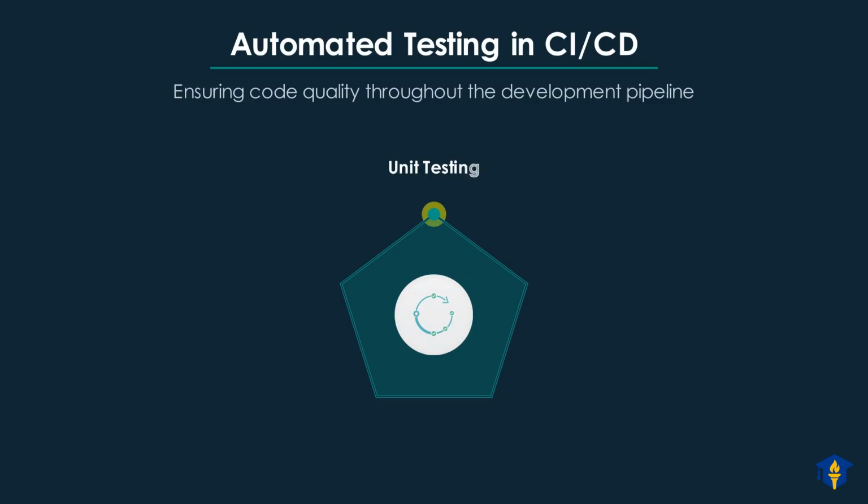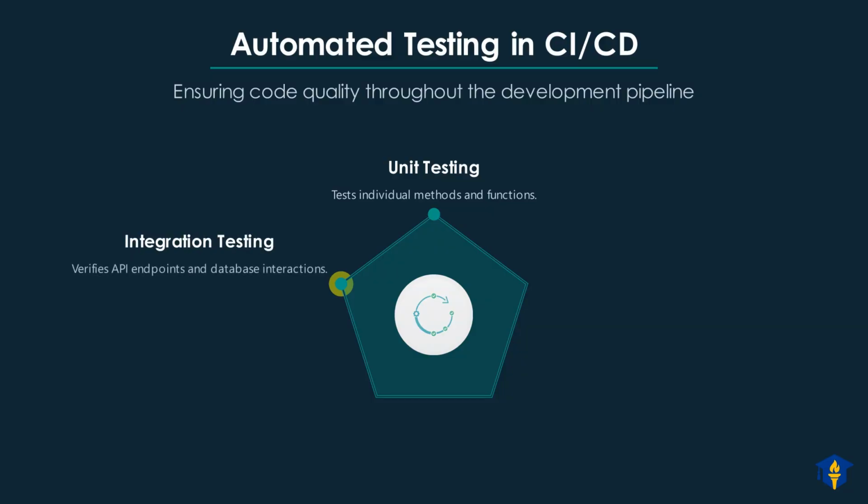Unit testing is the foundational level, where we test the smallest isolated parts of our code. This involves testing individual methods and functions to ensure they perform as expected. Next, integration testing verifies how different components interact with each other. This specifically verifies API endpoints and their interactions with databases.